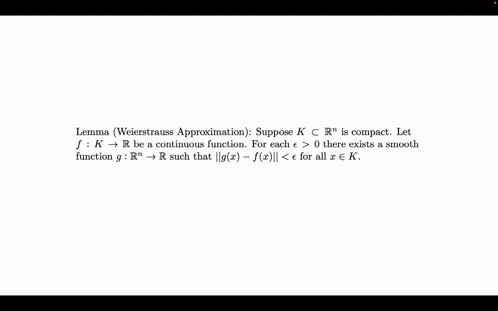As we'll see, the proof of the Weierstrass Approximation Theorem is actually constructive, so it actually gives us a way to build g from scratch, which is also extremely useful.